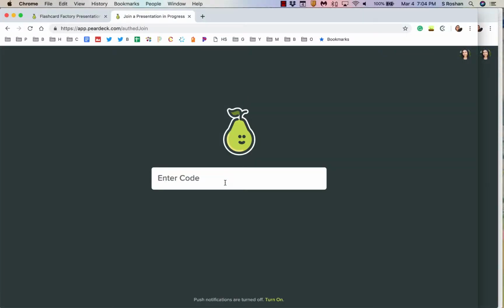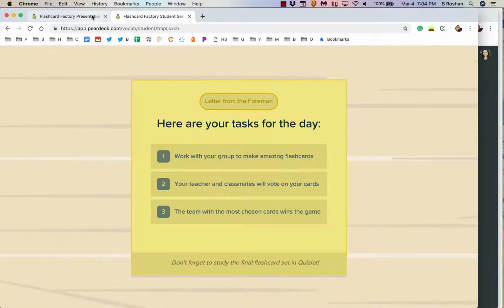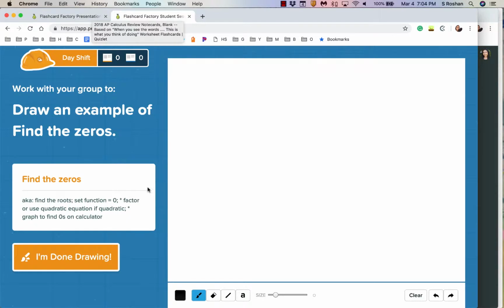So you're going to go to joinpd.com and just put in the code that I tell you. From here, what you're going to be doing is both drawing and writing a definition. I have kind of done the first step for you. See here, it says draw an example of finding zeros, and then I give you the definition and some hints here. So zeros are also known as the roots.